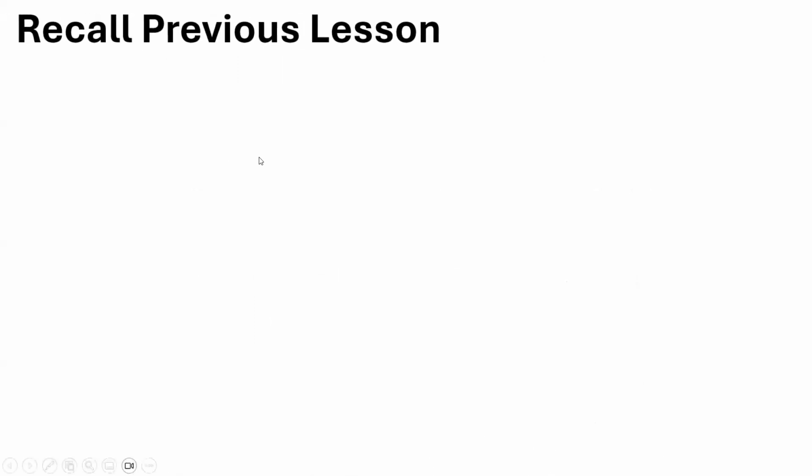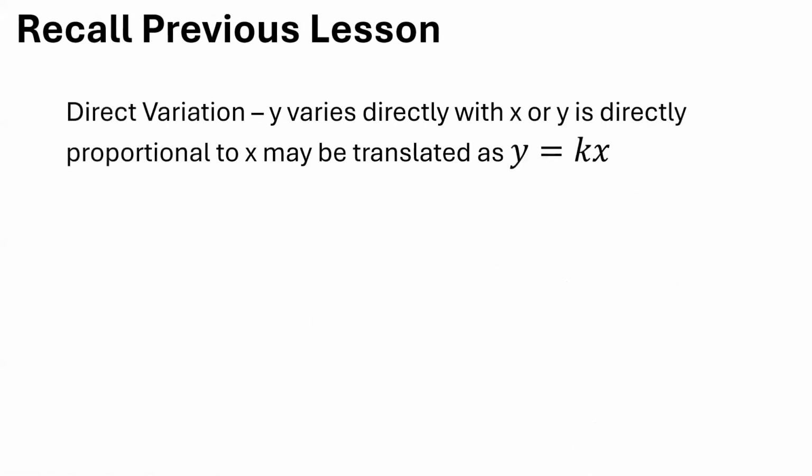Let's recall first the previous lesson na meron tayo. First is the direct variation. Dito, y varies directly with x or y is directly proportional to x, may be translated as y is equal to kx. Notice that it can be used as directly proportional to x. Ganun din yan. Ibig sabihin, varies directly pa rin yan.